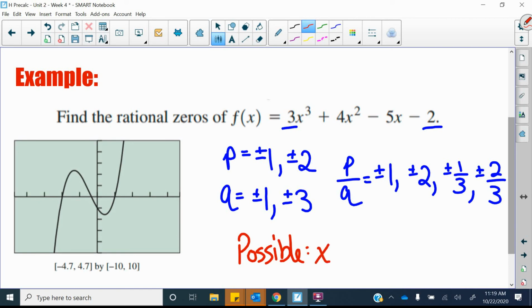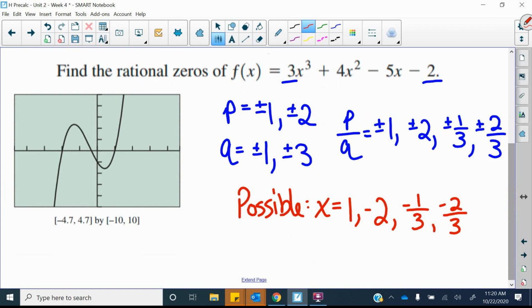So it looks like we're thinking maybe positive 1 works. We're thinking maybe a negative 2 works. And we're also thinking it could be negative 1/3 or negative 2/3. I'm going to put both possibilities just because it's kind of hard to tell from looking at this graph. But both of these are possibilities.